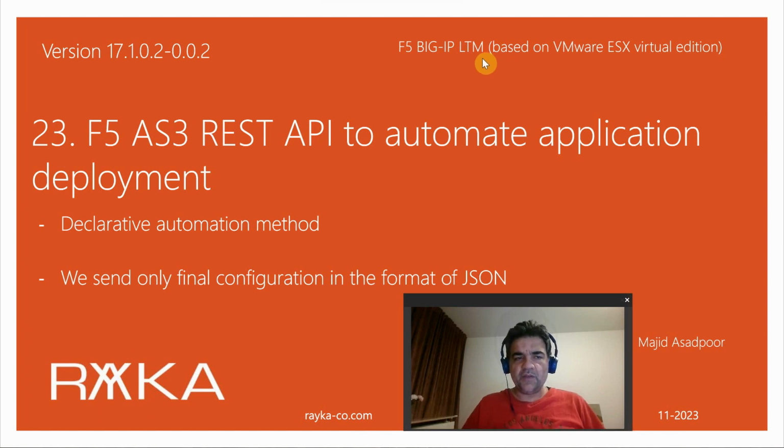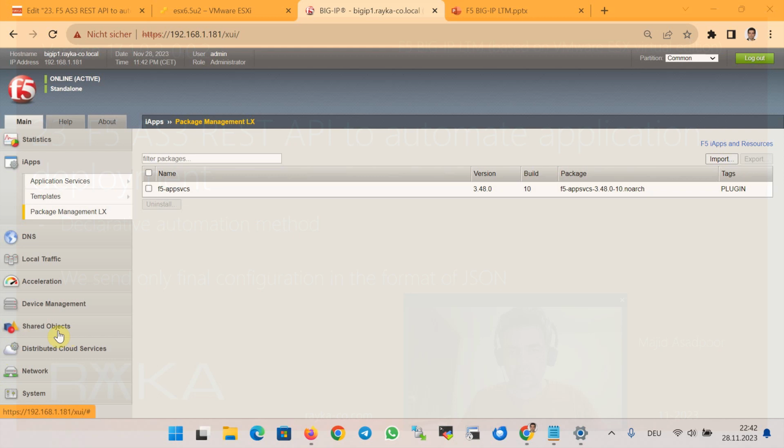In this section, we will use F5 AS3 REST API to automate application deployment, which is a declarative automation method in which we send only the final configuration to the F5 device, and F5 processes and prepares the configuration in the background. To start automating application deployment via F5 AS3 REST API, we first need to install the F5 AS3 extension.